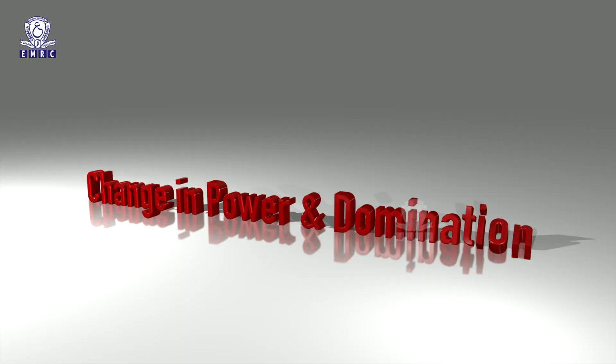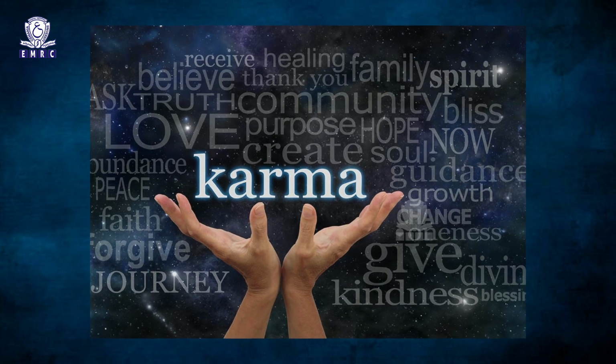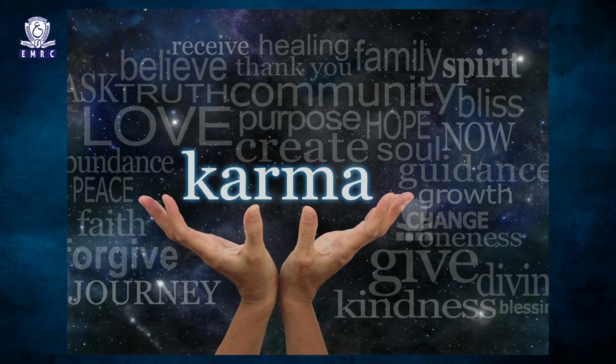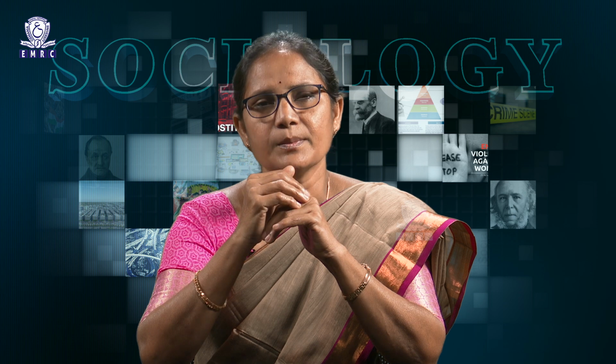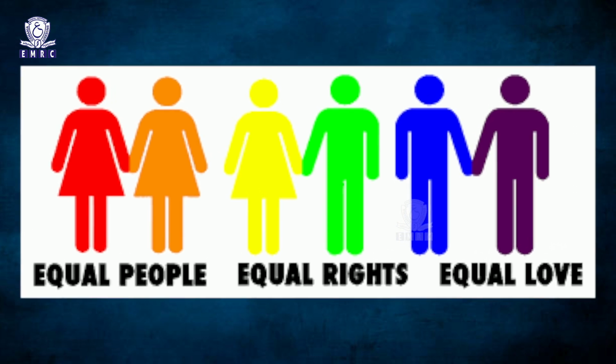Change in power and domination says that people had the idea that the law of karma determines the caste in which a man is born. The lower caste looks upon their lower caste status as something for which they are responsible by their own acts in past lives. Each member used to perform the caste role, and it was believed that violation of the caste discipline was a sin. This type of attitude is not found nowadays. There is a claim for equal rights and equal opportunities.